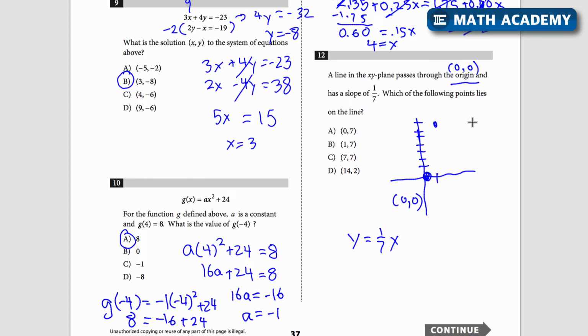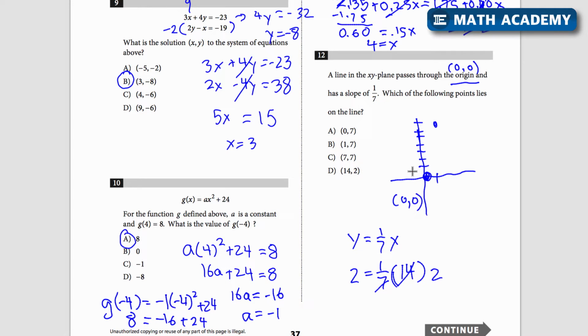That's just going to be a point up here. So that one's not going to work. I'm not even going to check that. Let's check D. We have 2 for y. 2 is equal to 1/7 times x, which is 14. So 14 and 7 would simplify to 2. 2 equals 2, that's true.